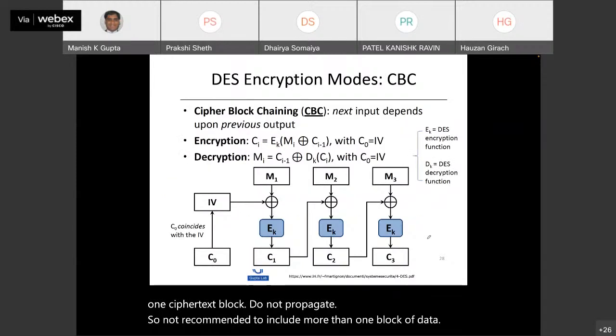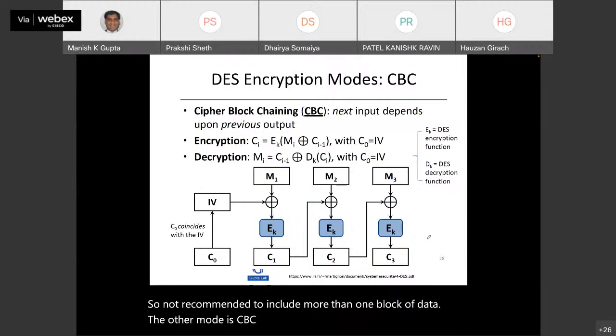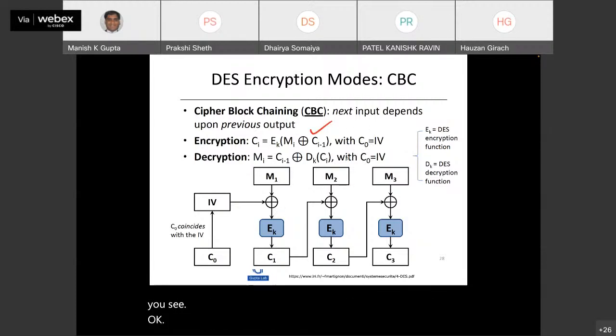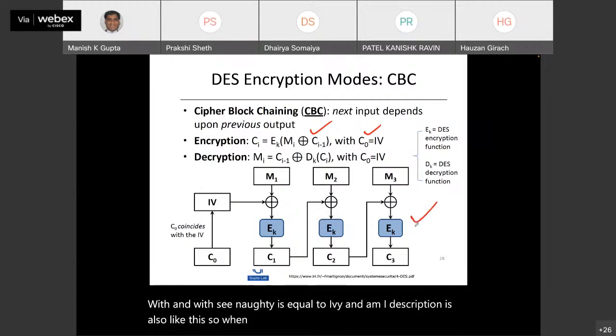The other mode is CBC, cipher block chaining. The next input depends on the previous block. So encryption is something like this, you see, with C0 equal to IV, and decryption is also like this. When the picture is something like this, it is cipher block chaining, when there is a dependency among the blocks.